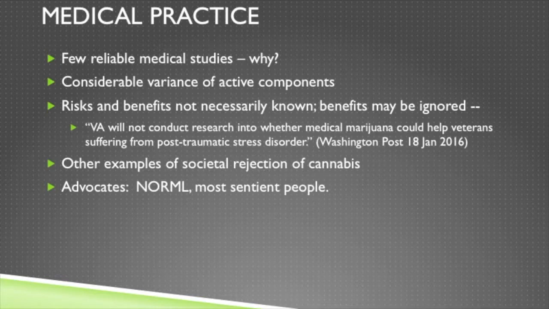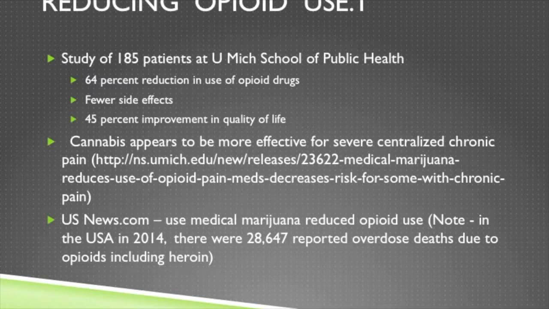For example, the VA, in that statement in the middle, will not conduct research into whether medical marijuana would help veterans suffering from PTSD. That seems a little closed-minded to me, but that's what they have to say. There are a variety of other examples of societal rejection of cannabis, but most sentient people seem to think it's not such a bad thing for us to at least understand the potential good things and the harms. And one of the most important good things is reduction of opioid use. I talked about this a little bit the last time we had this meeting.